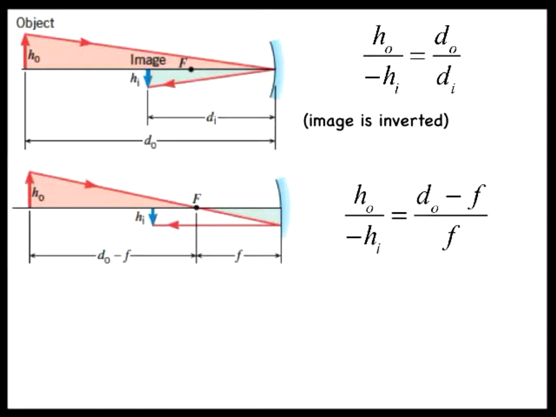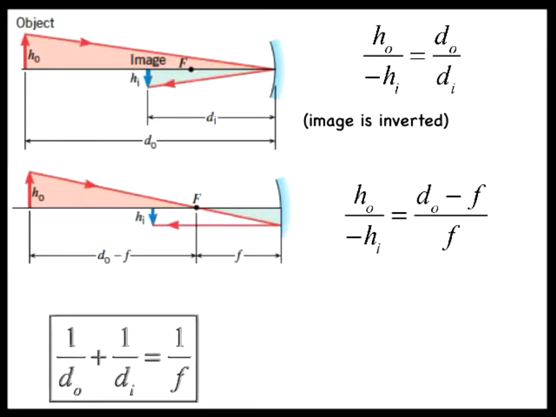Setting these two expressions equal to each other and rearranging, we arrive at the relationship known as the mirror equation. This was derived for a real image formed in front of a concave spherical mirror. In this case, DI will be a positive number. However, if we have the case of a virtual image forming behind the mirror, then DI will be negative.